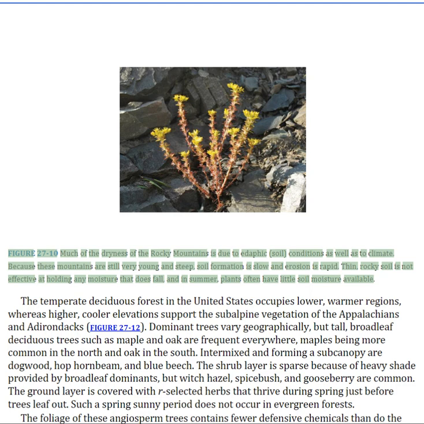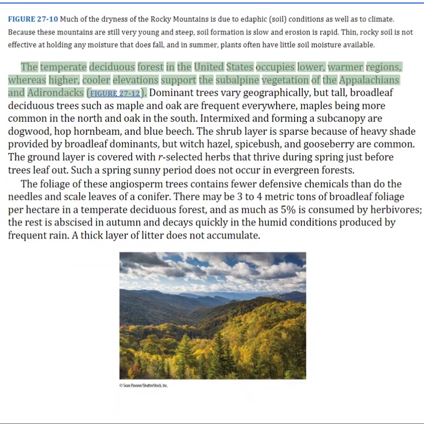Because these mountains are still very young and steep, soil formation is slow and erosion is rapid. Thin, rocky soil is not effective at holding any moisture that does fall, and in summer, plants often have little soil moisture available. The temperate deciduous forest in the United States occupies lower, warmer regions, whereas higher, cooler elevations support the subalpine vegetation of the Appalachians and Adirondacks.